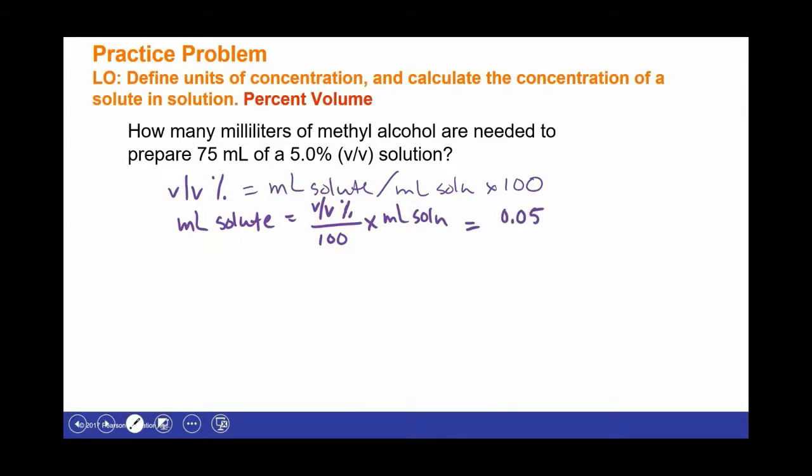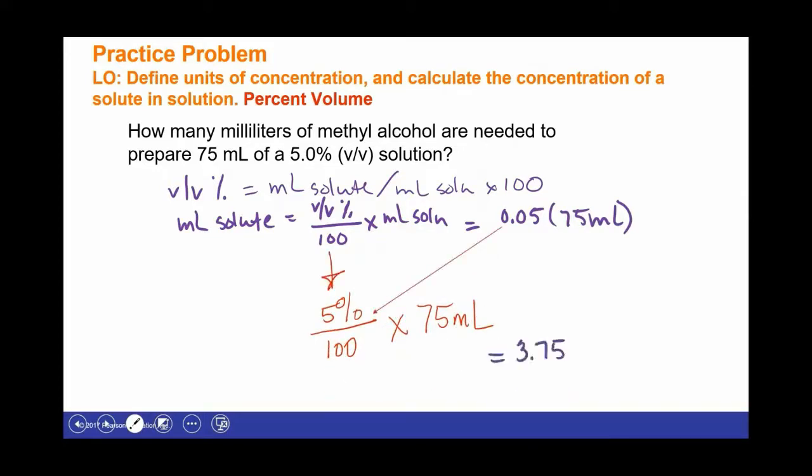So it's 0.5%. Oh, I'm sorry, not 0.5%, but 0.05 times 75 milliliters. And we get 3.75, or with 2 sig figs, 3.8 milliliters. Our 5% divided by 100 is the 0.05, and our milliliters of solution is the 75 milliliters.